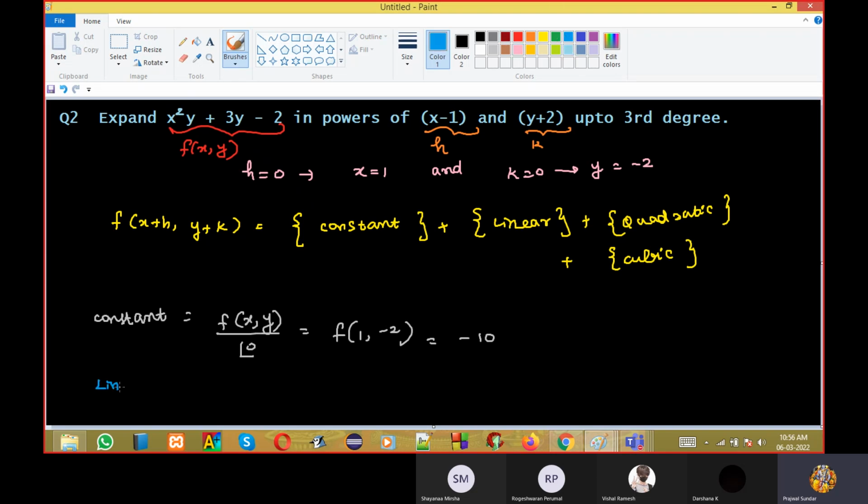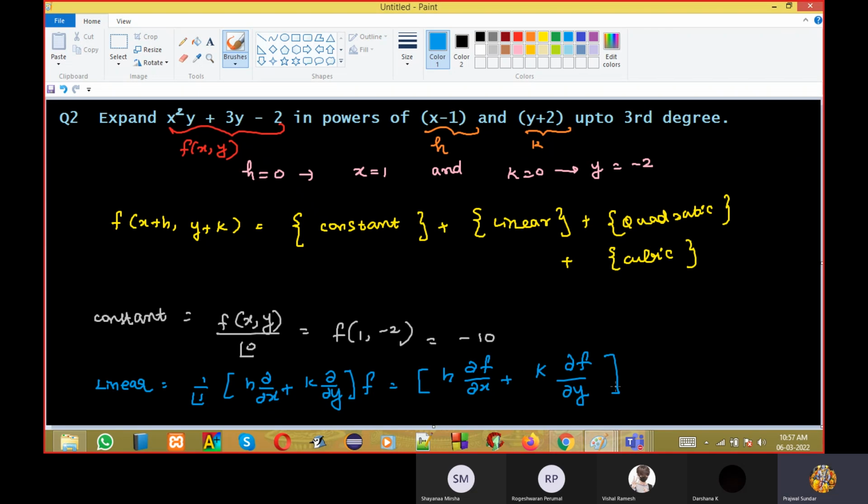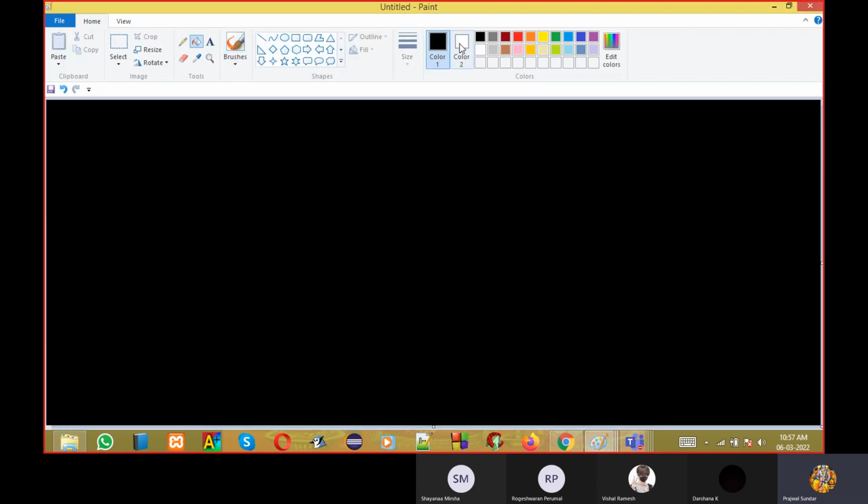So now we'll see the linear term. What is the linear term? It is 1 by 1 factorial into h into dou by dou x plus k into dou by dou y of f. First you write all the terms. What is f of x comma y? x squared y plus 3y minus 2. Find dou f by dou x. Do carefully. y into 2x, plus 0 minus 0. So it will be 2xy.